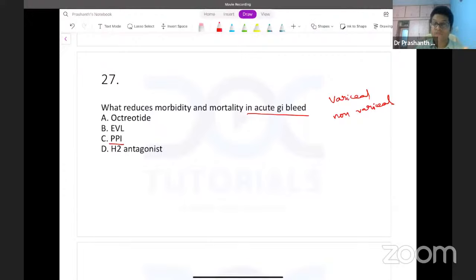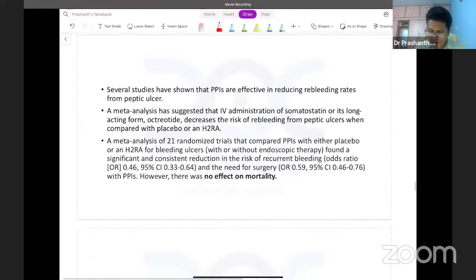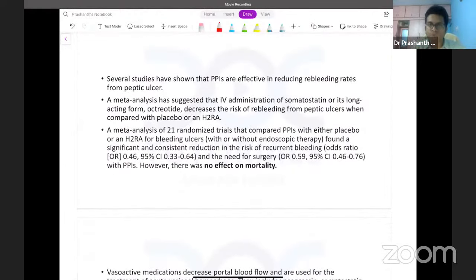In the same way, even octreotide is also good for non-variceal bleeding. EVL also prevents rebleed. H2 antagonist is one among the least that was good. So what I would say is you would probably have to differentiate whether the question was mentioning variceal or non-variceal, and then you go through the data I have put forward.